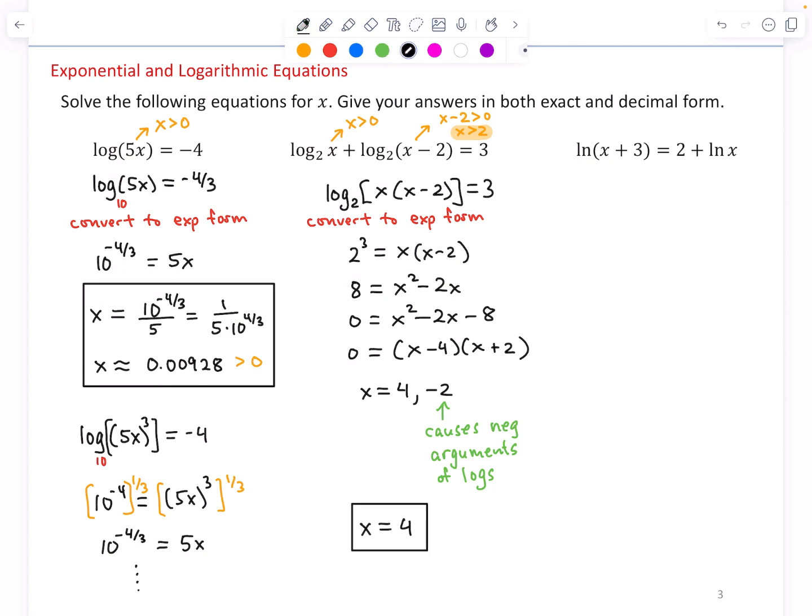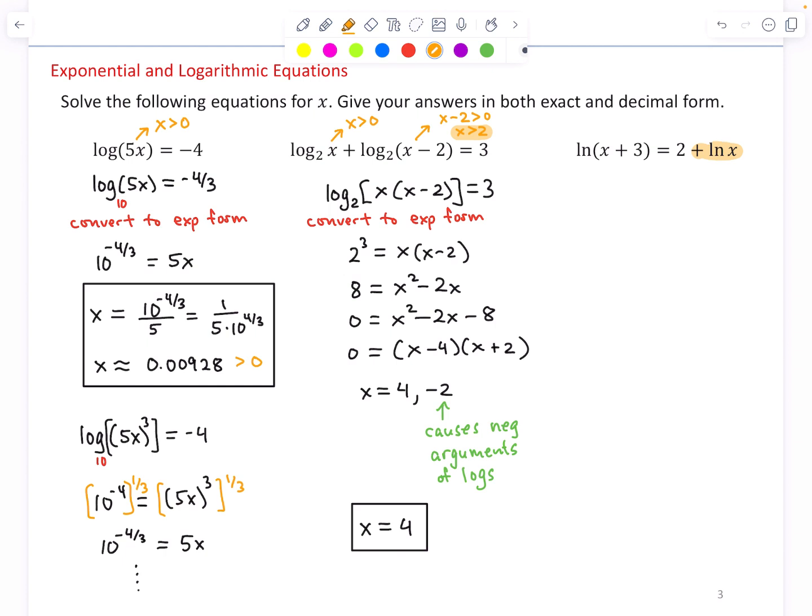So we're seeing that there's a burden on us that we need to check our answers against the domain of the original equation when we are solving logarithmic equations, where the variables are parts of arguments of logs. We did not have this burden when solving an exponential equation where the variable was an exponent, because exponents can be any number. In this third example, I see x's in one argument and in a second argument, both of natural logs.